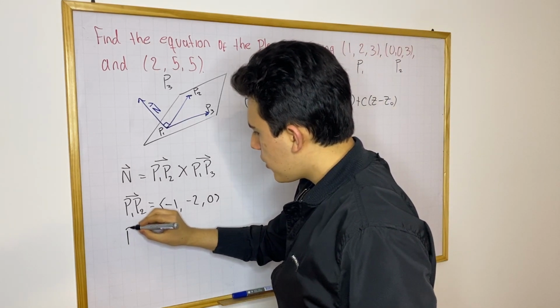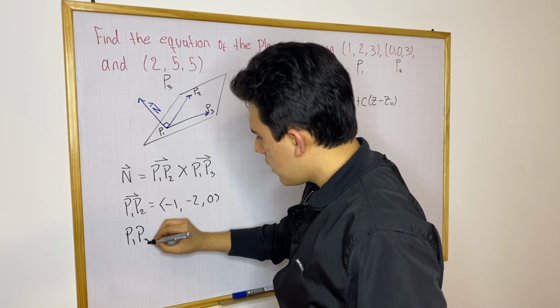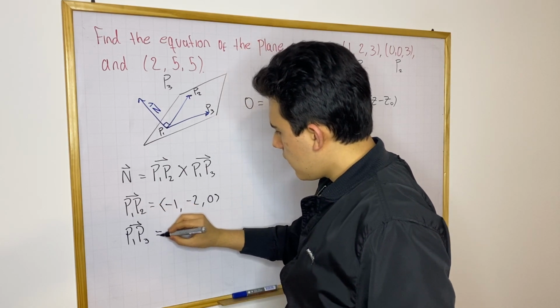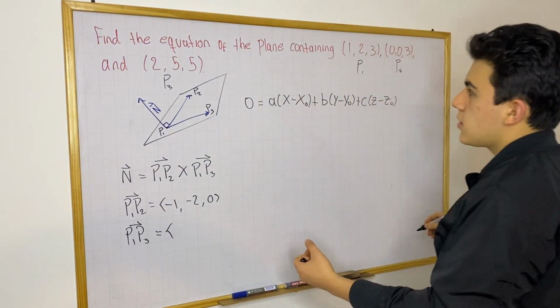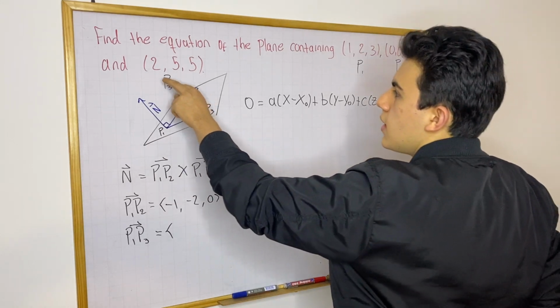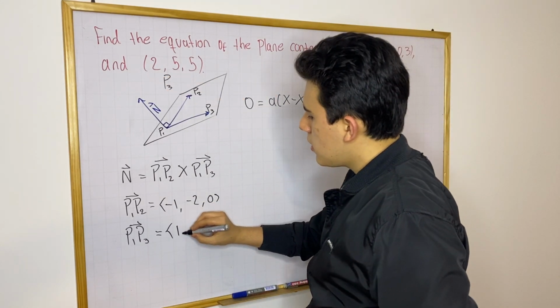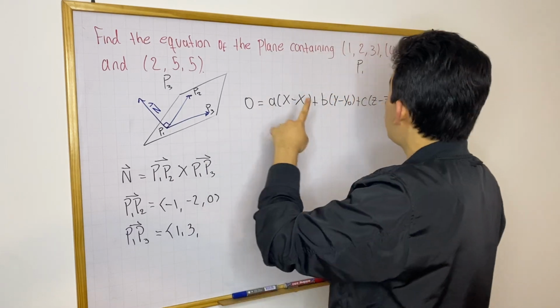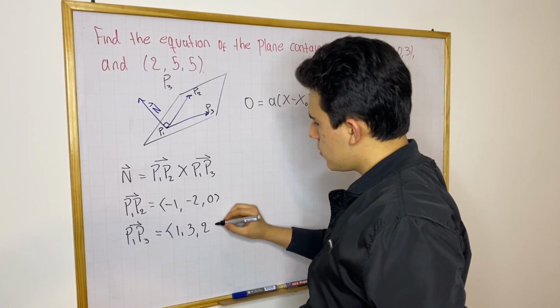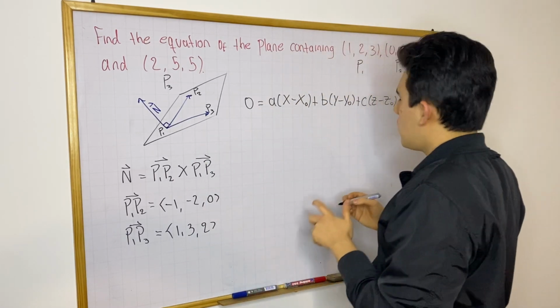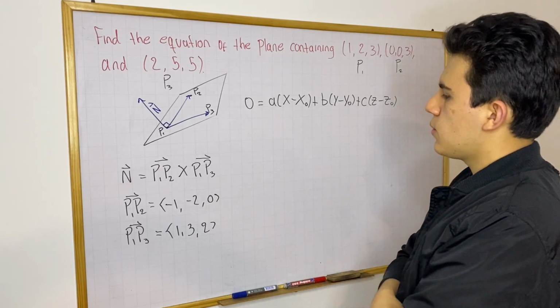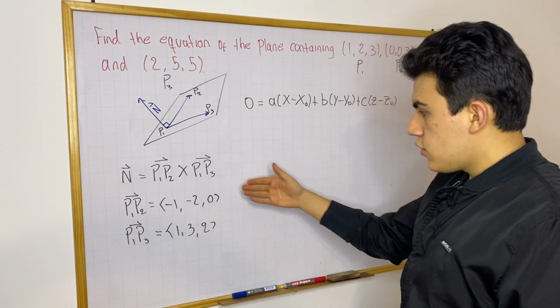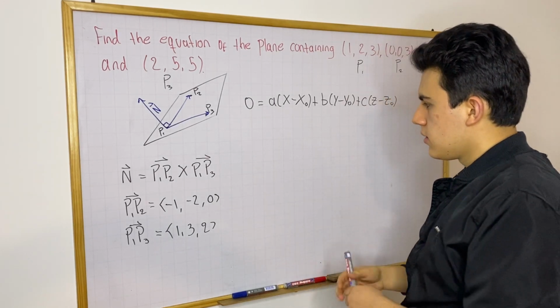And we do the same thing for P1 to P3, okay? So for this vector, we can just simply subtract all the coordinates. So we have 2 minus 1, that's going to be 1. Then we have 5 minus 2, that's going to be 3. And 5 minus 3, that will be 2, okay? So now we just simply need to take the cross product between these vectors.